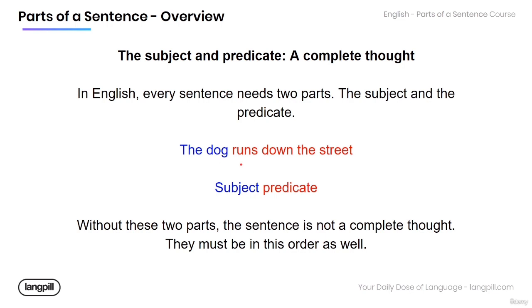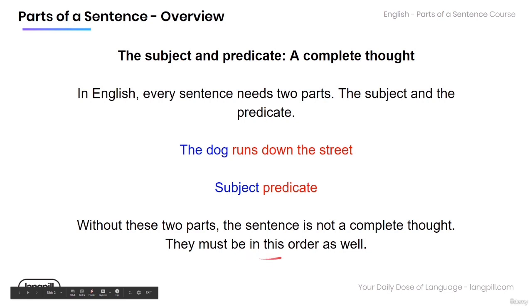Let's look at these examples. The dog runs down the street. Okay, here, the subject of our sentence, or who or what the sentence is about, is the dog. And the predicate will be the rest of the sentence here. So we have the subject and then the predicate. The predicate tells us what the subject is doing. So without these two parts, okay, the sentence is not a complete thought. We won't consider it a full sentence.